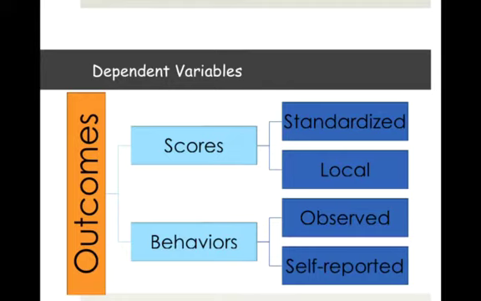The other one that we often see is behaviors. So we might see if there's a change in either observed or documented behaviors or self-reported behaviors. And those are the most common dependent variables.